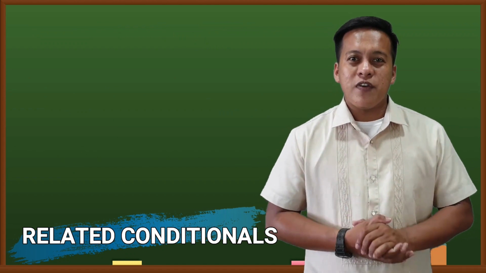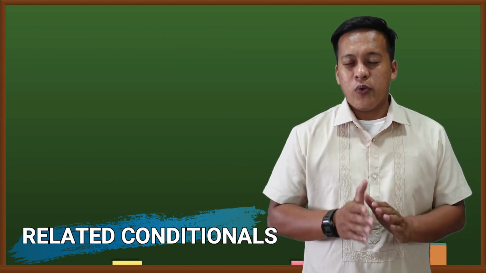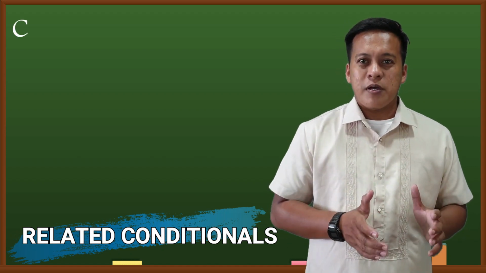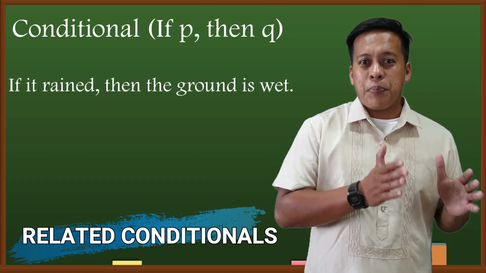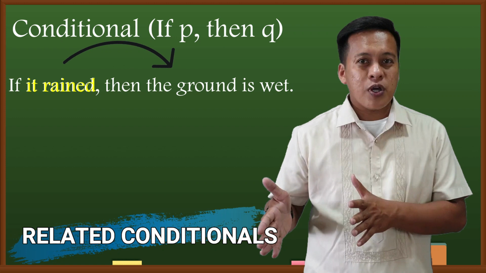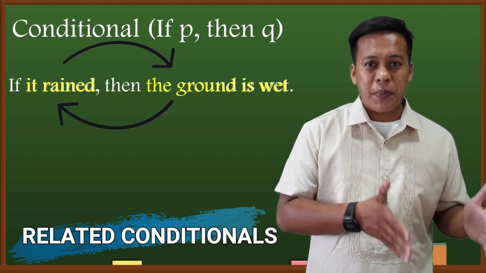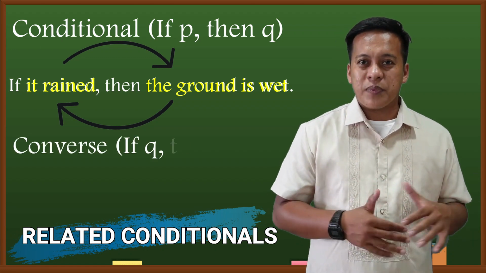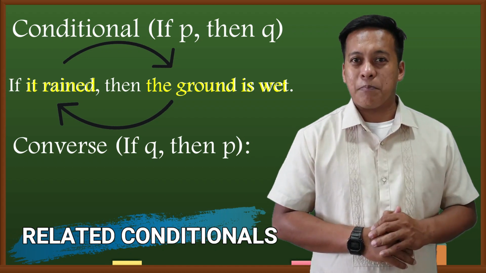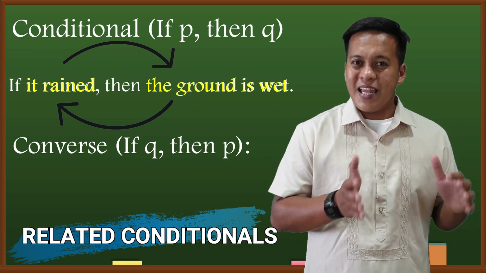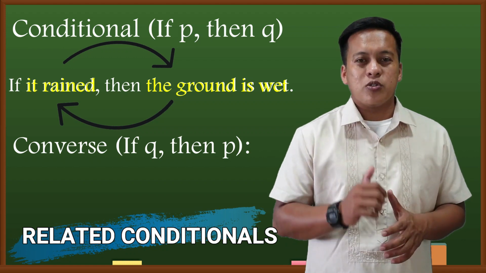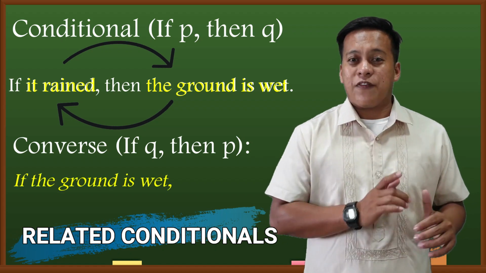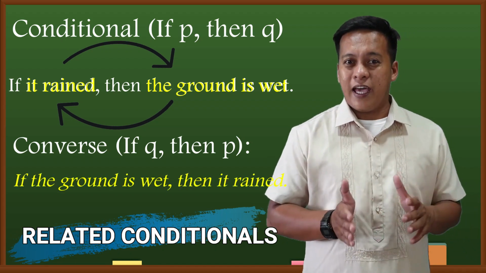To determine the converse of a conditional statement, we will just interchange the hypothesis and the conclusion. From the conditional, P will become Q and Q will become P. In symbols, it is converse: if Q, then P. Now, let's interchange them. It follows that the converse of the given conditional statement is, if the ground is wet, then it rained.